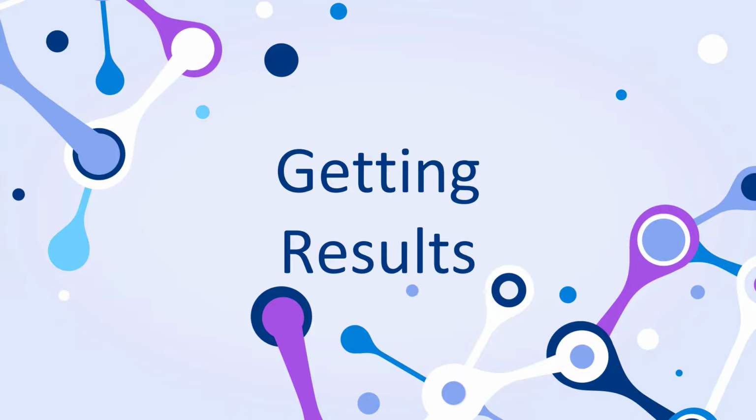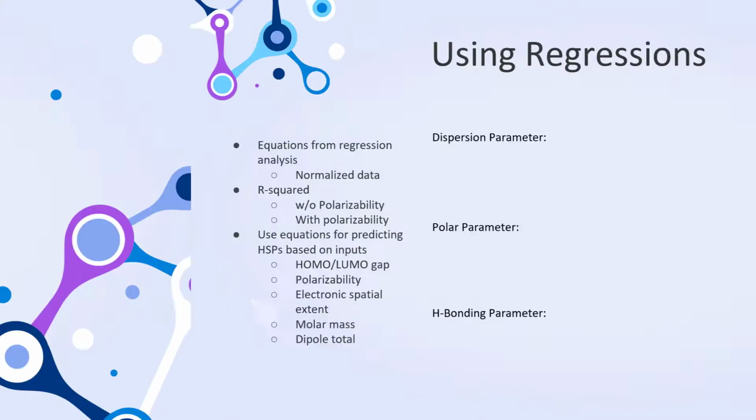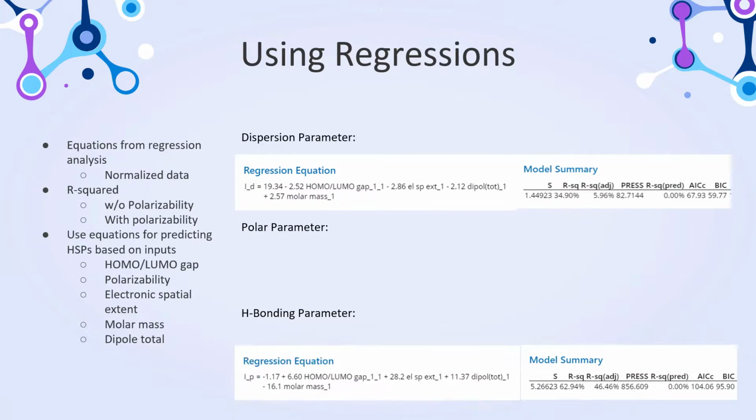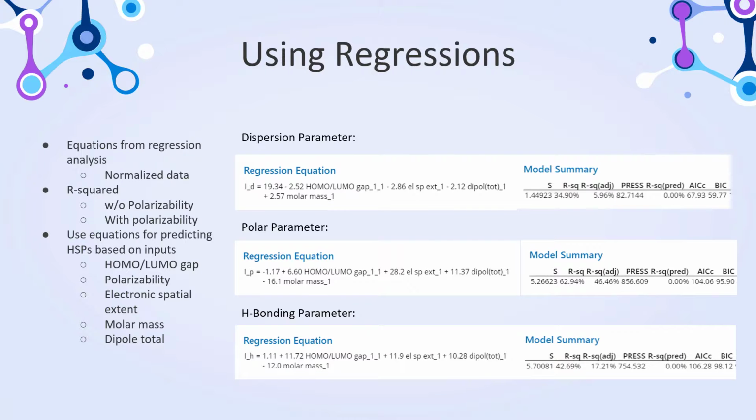Now that I had all of the relevant input data and some preliminary regression models, I could start calculating the Hansen solubility parameters for phenothiazine and its derivatives. The original regression equations had a fair fit, but I knew it could be better after normalizing the data and adding polarizability as a continuous predictor. In the model summaries for each parameter, it is clear that polarizability and normalizing the data had a major impact on the regression model.